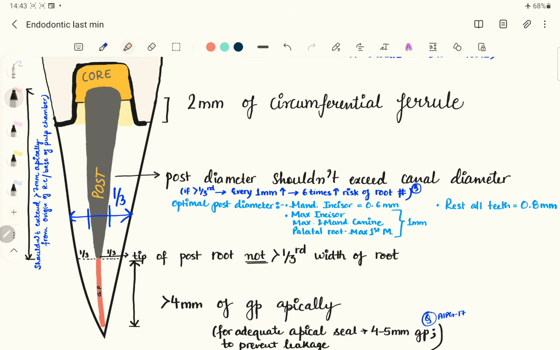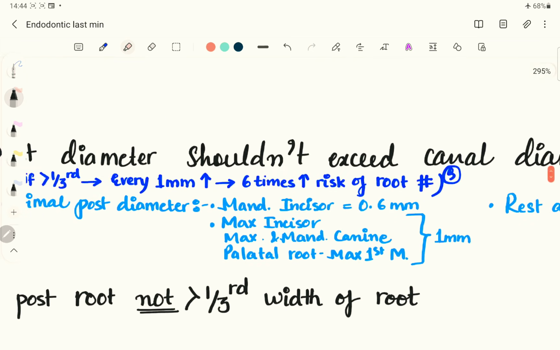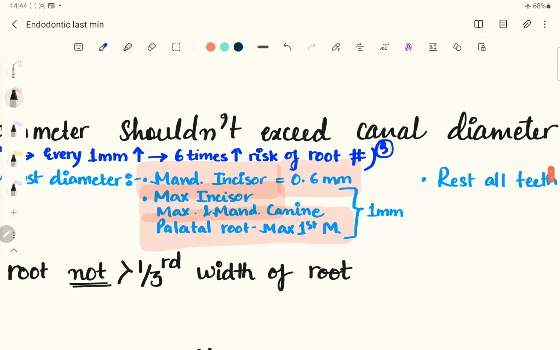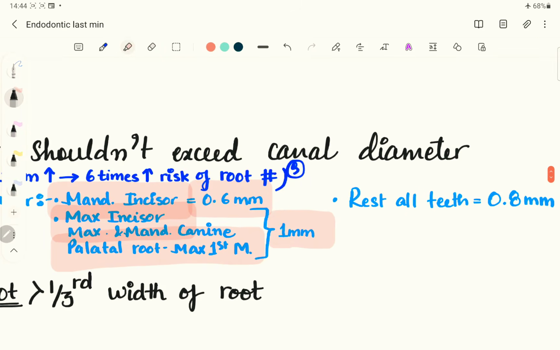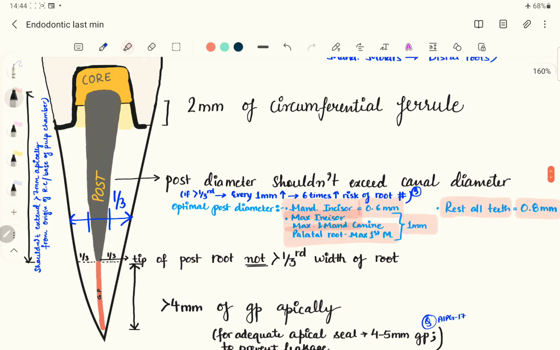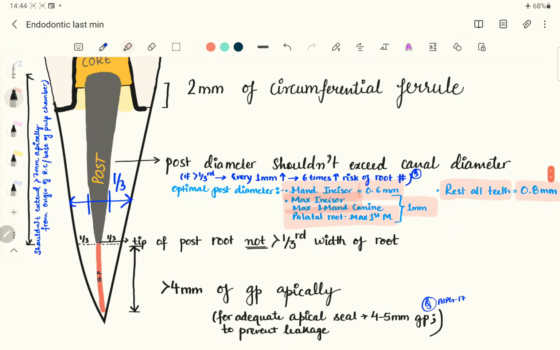So again, remember these values, because we can use these post diameters directly. We don't have to calculate the anatomy every time. For a mandibular incisor, we can use 0.6 millimeter. For maxillary incisors, maxillary and mandibular canines, and the palatal root of the maxillary first molar, we can use 1 millimeter, and for all the rest of the teeth 0.8 millimeter of post diameter. The tip of the post should not exceed 1/3 of the width of the root.